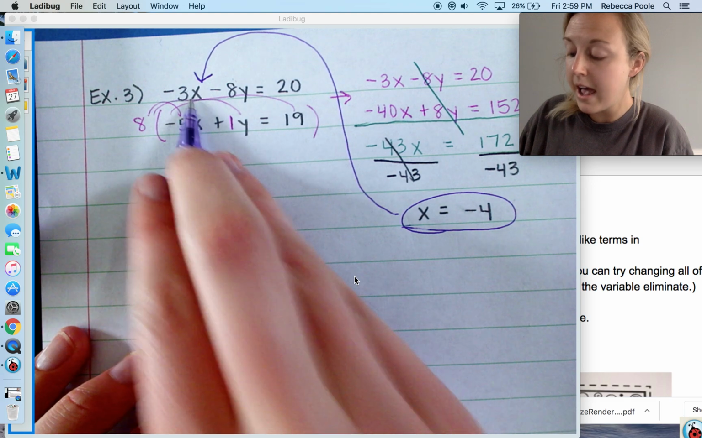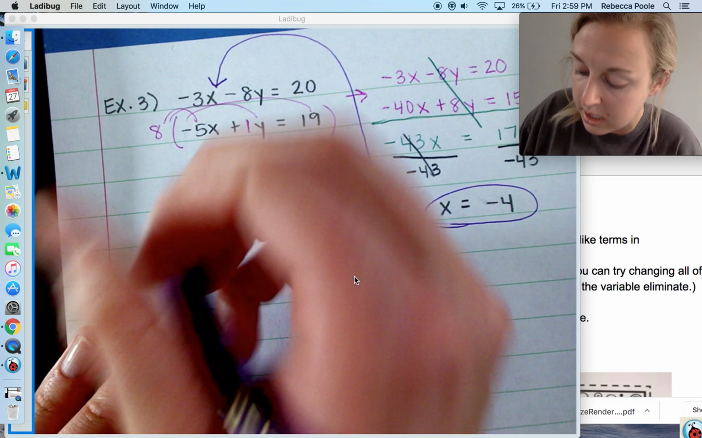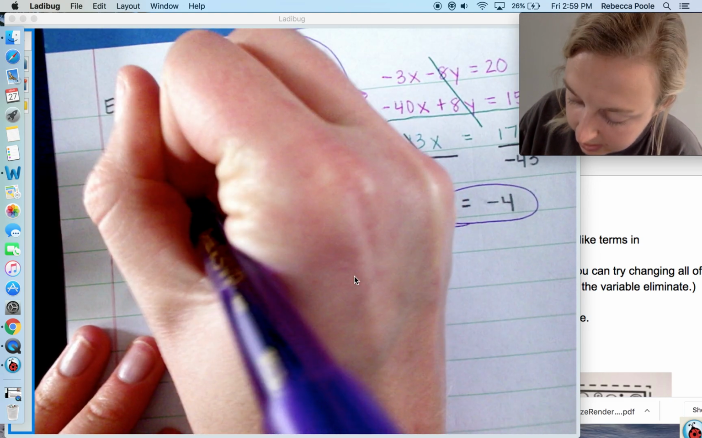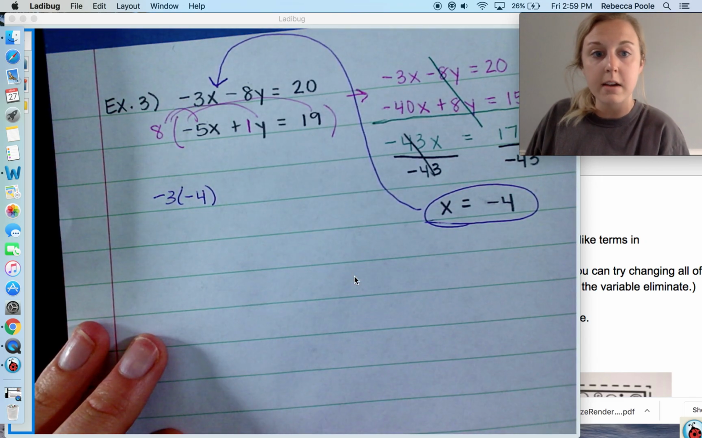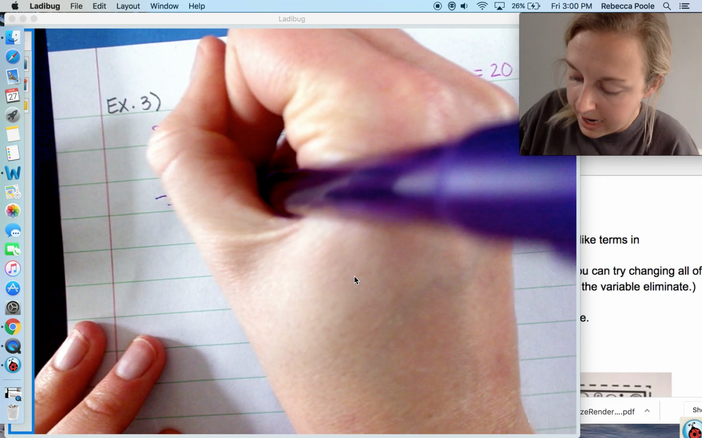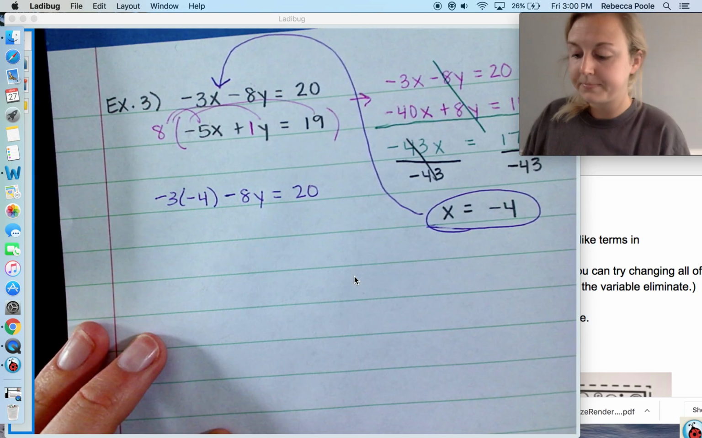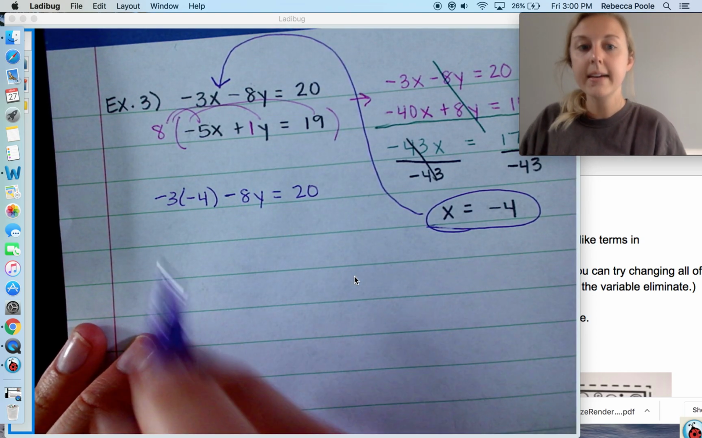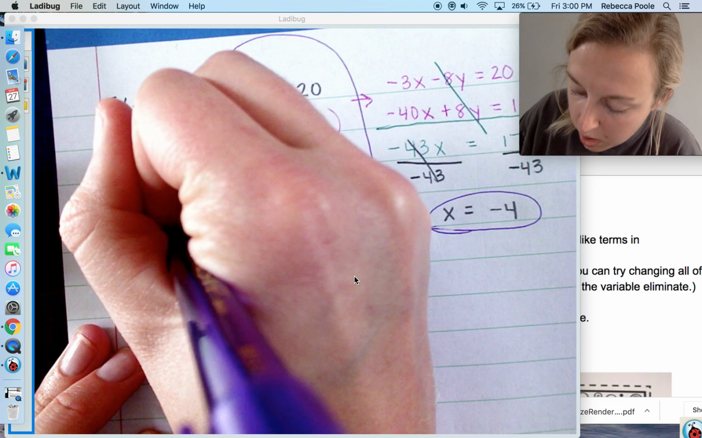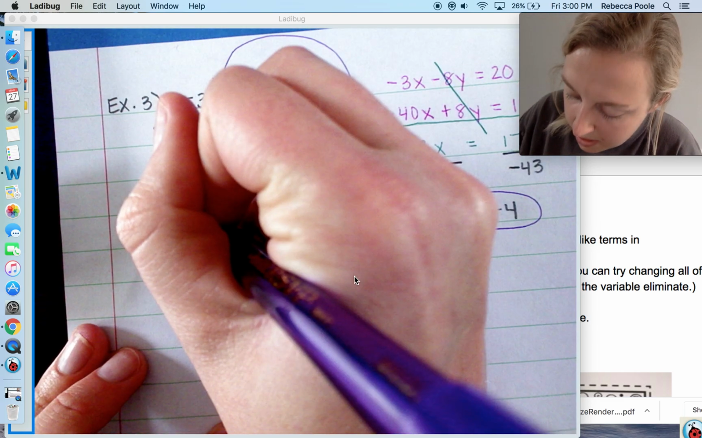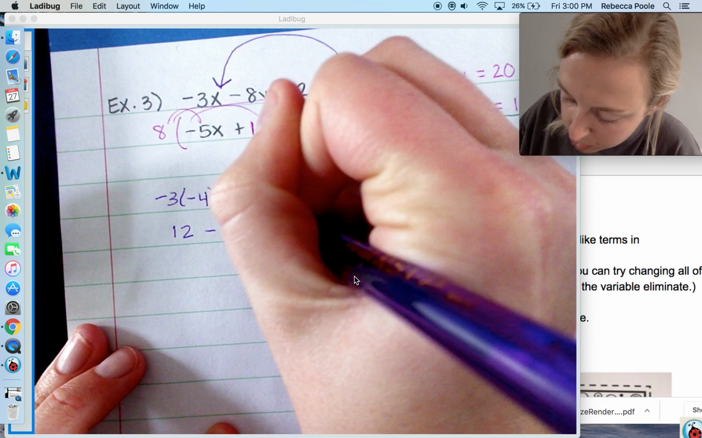So instead of an x, I'm putting in negative 4. So this is now negative 3 times negative 4 instead of an x, minus 8y equals 20. Okay, negative 3 times negative 4 is positive 12, minus 8y equals 20.